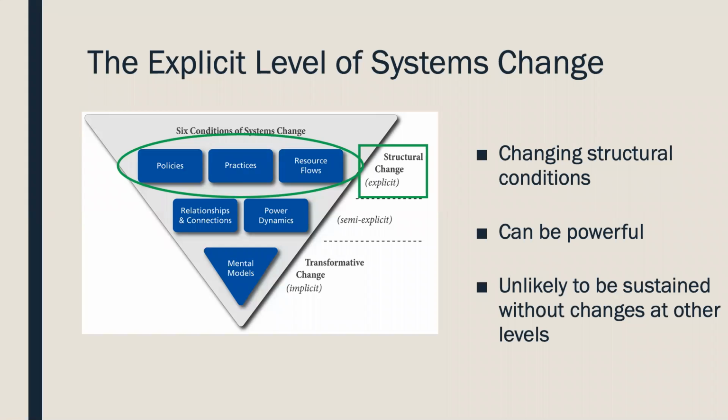Each condition is grouped on a level with conditions that share similar traits. For example, the first level, which contains policies, practices, and resources, is labeled the explicit level. Interventions at this level create government policies, put new practices into place, and redistribute resources. This level relates to changing the structural conditions of our world. They are outward, explicit, surface level, or observable interventions. Changes at this level can be very powerful, but are unlikely to be sustained unless changes happen at the other levels as well.